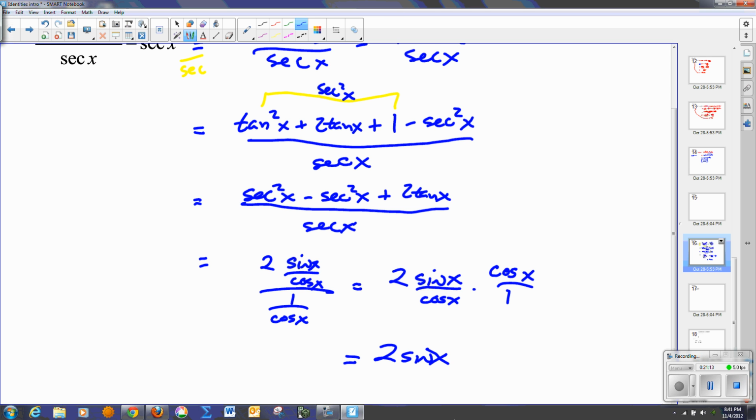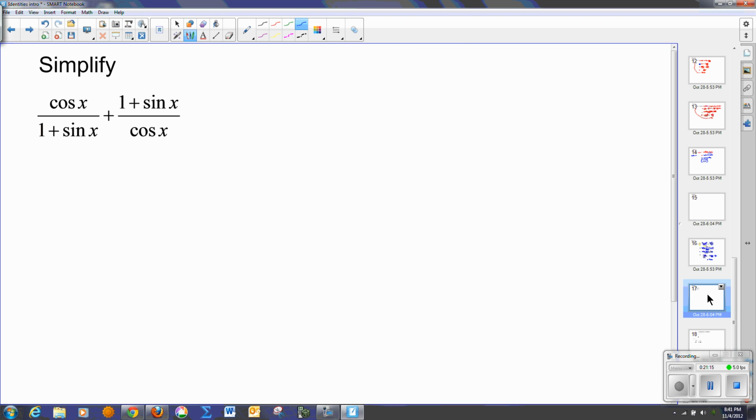All right, last one. This one's kind of crazy. Not that crazy, but still. We're going to need a common denominator. Common denominator is going to be cosine and 1 minus sine. So notice what I'm going to do here. I will multiply this left term by cosine over cosine, and multiply the right term by 1 plus sine over 1 plus sine. And then I'll have common denominators everywhere I need them.